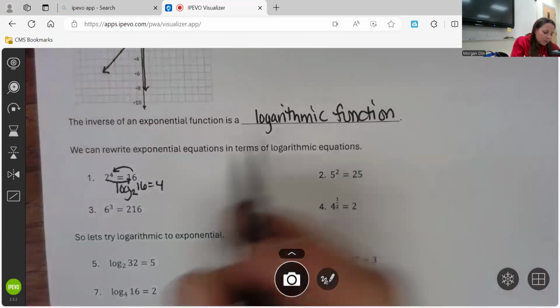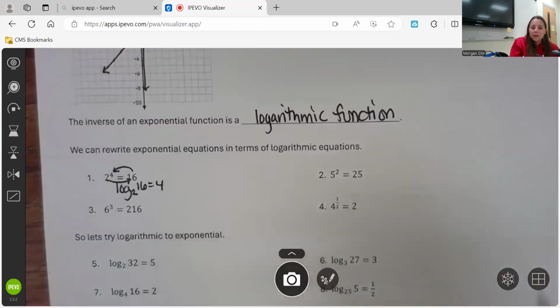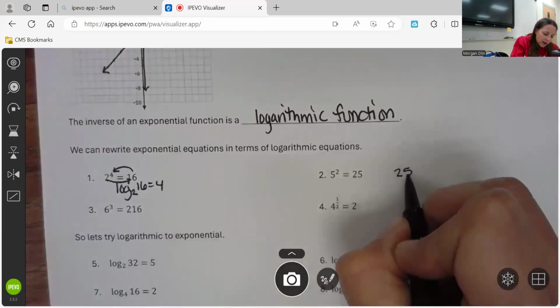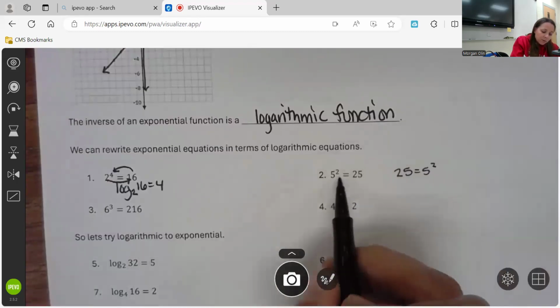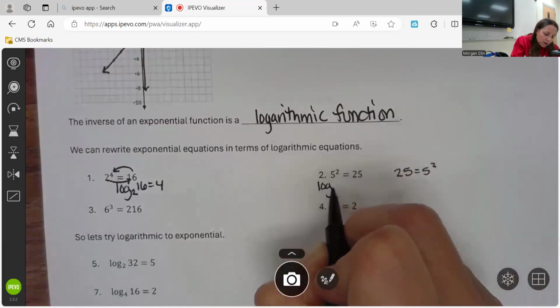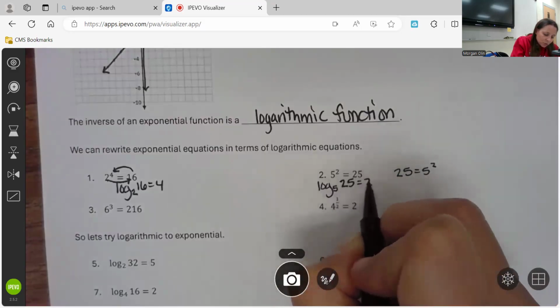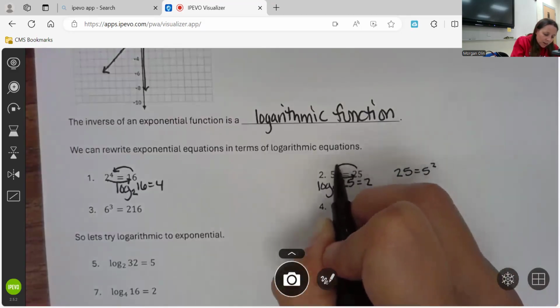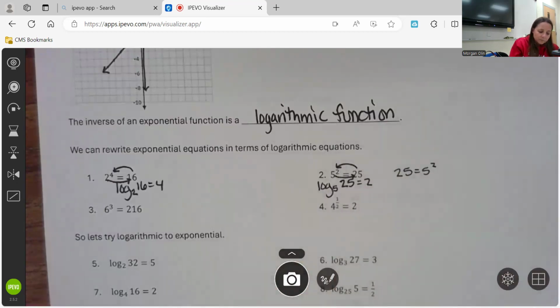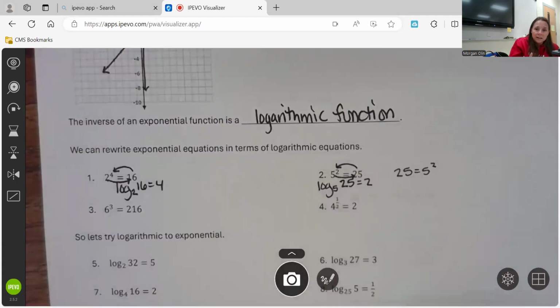Now, this only works when you have the exponent on the left-hand side. So if it's not on the left, if it's written like this, 25 equals 5 squared, flip it around so it looks like this. Let's do this again. Log base 5 of 25 equals 2. So 5, then 25, and then 2.